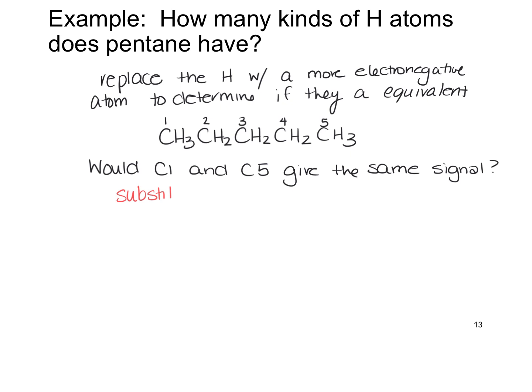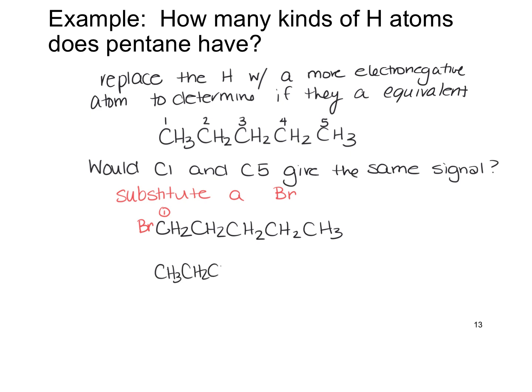Right? And so I'm going to substitute in a chlorine. Actually, I'm going to substitute in a bromine, I think, because then we won't have to worry about C1 and chlorine looking alike. So we're going to substitute a bromine. So what I would do is I would say, okay, if I were to take this molecule and substitute a bromine for one of the hydrogens at C1, would that molecule be the same as if I were to take and substitute a bromine at C5?